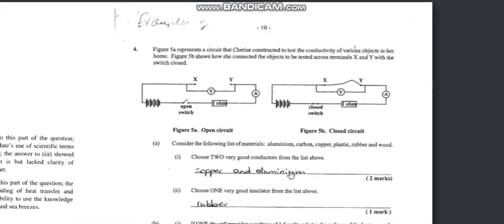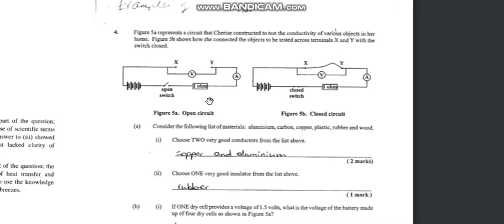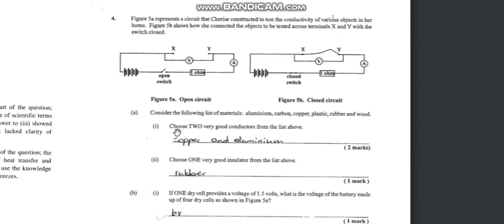Figure 5a represents a circuit constructed to test the conductivity of various objects in her home. Figure 5b shows how she connected the objects to be tested across the terminals X and Y with the switch closed. So right here, guys, in Figure 5a we have an open circuit, and in Figure 5b we have a closed circuit. Here it says consider the following list of materials: aluminum, carbon, copper, plastic, rubber and wood.